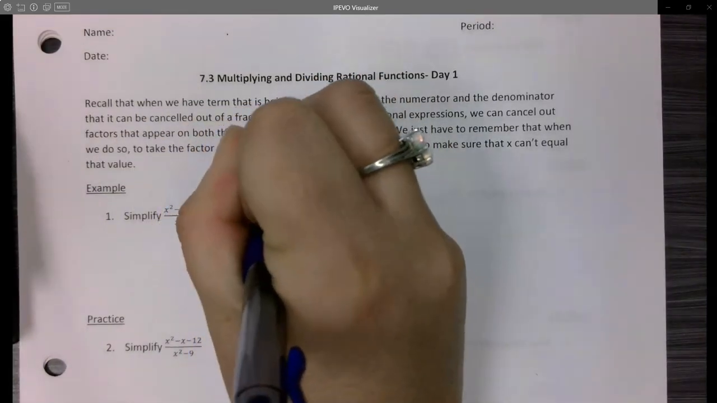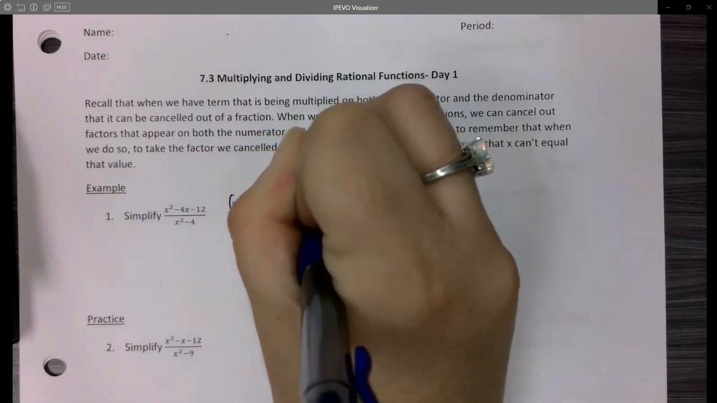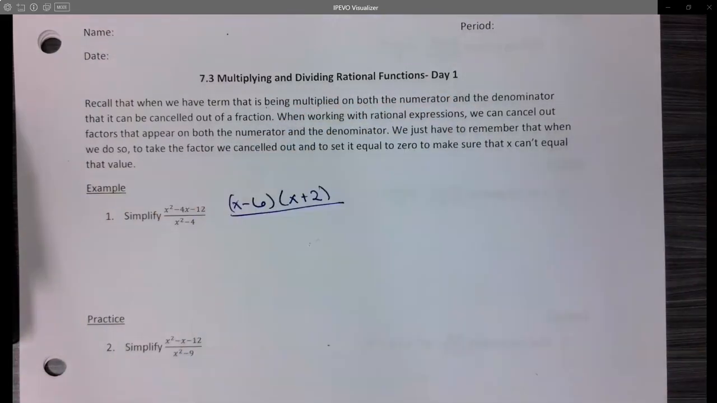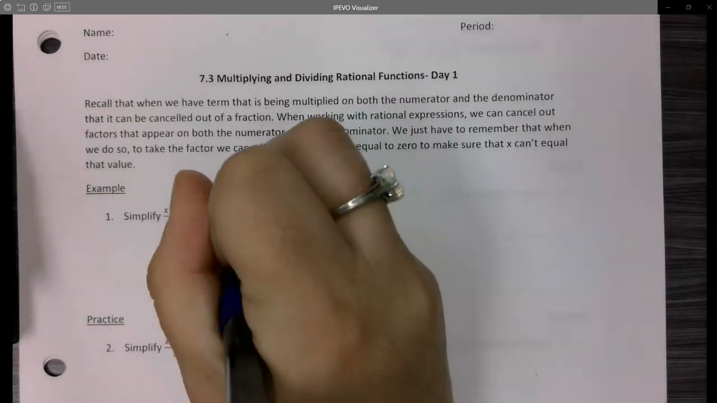Almost. Negative 6, positive 2. Okay. On the bottom, I'm looking for what multiplies to negative 4 and adds up to 0 because I don't have a middle term. Not quite. So usually when a number multiplies to negative 4 and adds to 0, it's negative 2 and positive 2, because they cancel each other out when I go to add them.